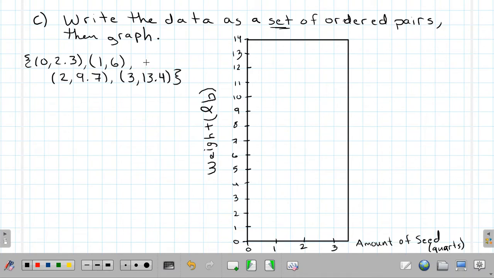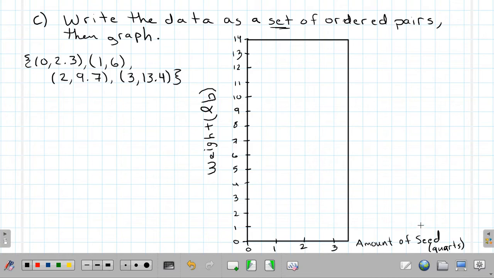Now, same thing as last time. Does it make sense for us to have negative amounts of seed? Can we have a negative quart of seed? Well, no. Can we have a negative weight? Okay, well, no, we can't have a negative weight either. So it only makes sense for both our x coordinates and our y coordinates to be positive, and that means we're in what we call quadrant 1. Meaning that the amounts of seeds and the weights are all positive, which once again in this real world situation makes sense. Okay, we don't want negative weights or negative amounts of seed.